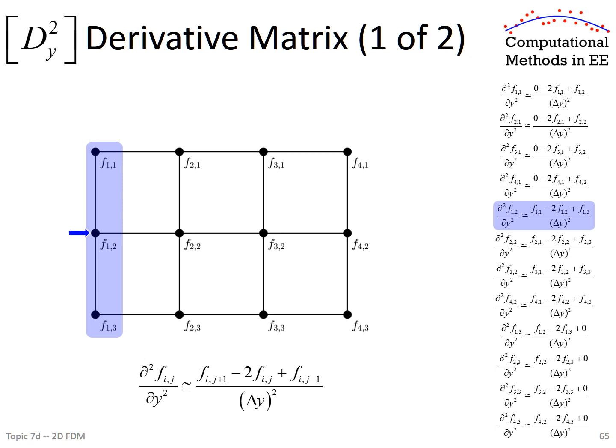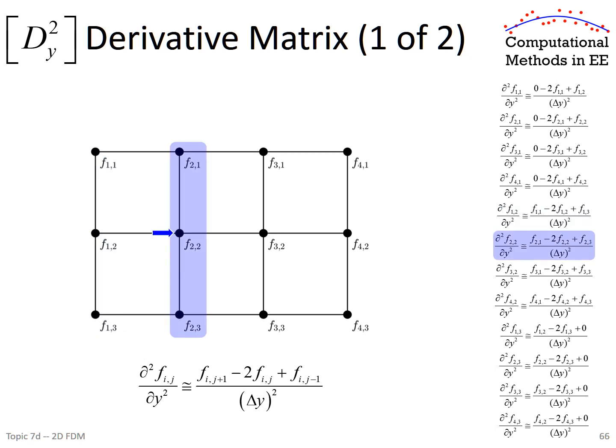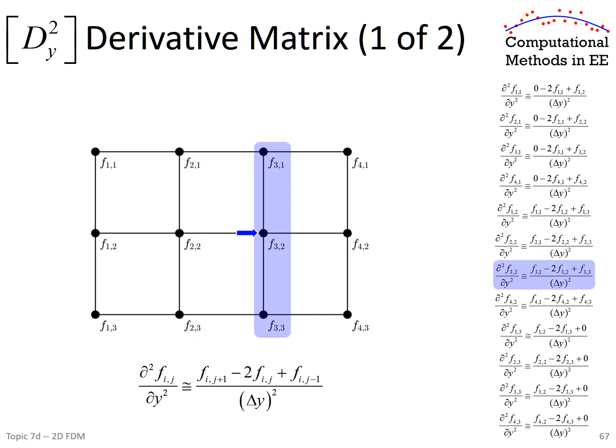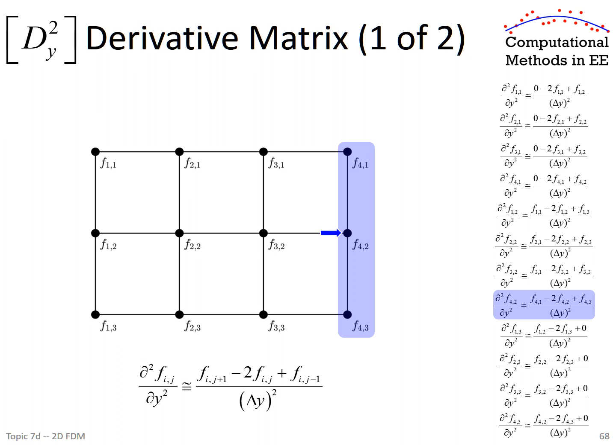Here's our finite difference equation for point F12. There's no boundary condition problems here. So this is simply just F11 minus 2 times F12 plus F13, all divided by delta y squared. Here's our finite difference equation for F22, finite difference equation for point F32, finite difference equation for point F42.